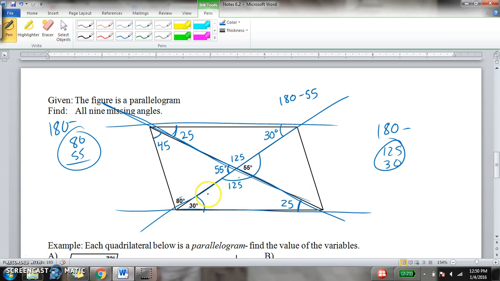And if we look at this, everything is sort of symmetrical. So we've got a 25 and a 45 here. 25 is congruent to this. 45 is going to be congruent to this. Same thing here. I've got 30 here, 30 here, 80 here. 80 also goes here because of alternate interior angles.